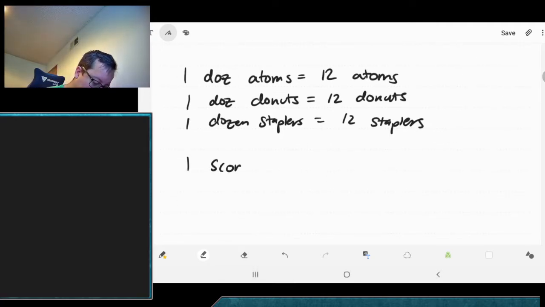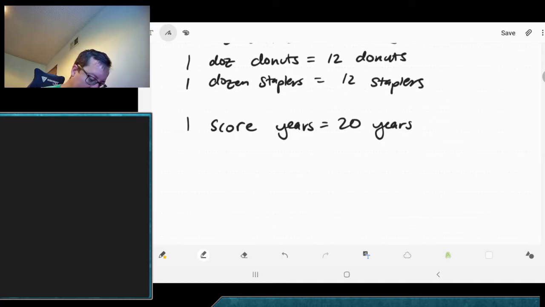Like 1 score, oops, that's a scone. 1 score, what do we use score for? We don't. Lincoln did. It's a word from back then because, again, people didn't really know how to count. But 1 score of years is 20 years. What other weird things do we have? 1 ream of paper is 500 pages.